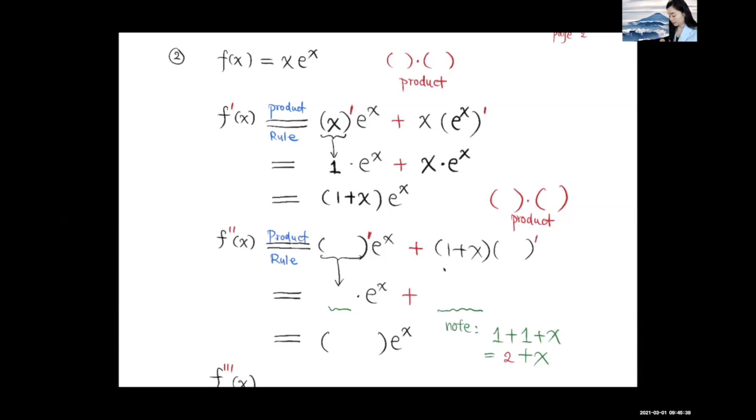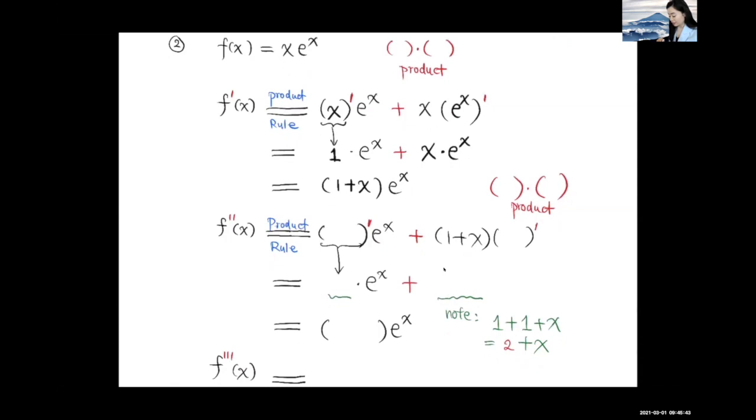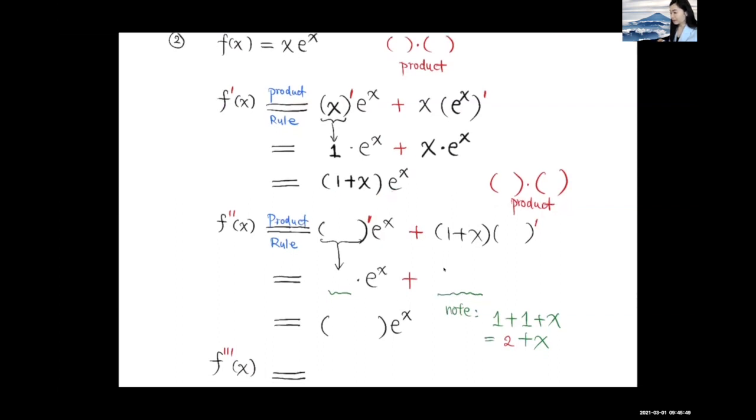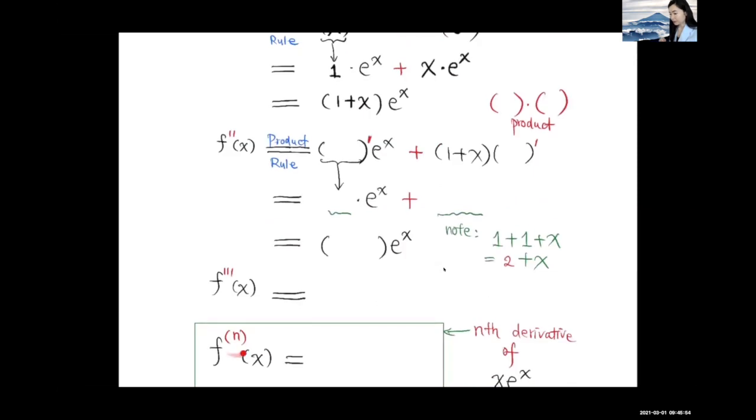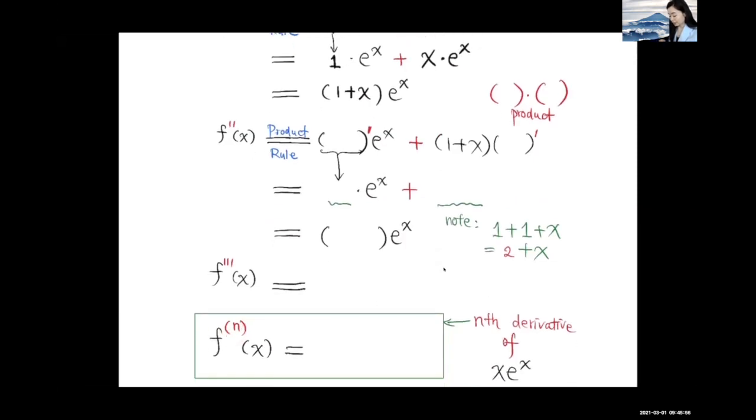This is the first derivative of this function. Now I take out this common factor and write this result in this product form. I want to discover a pattern for the nth derivative of this function. Now I will continue to differentiate this, so I will get to the second derivative.